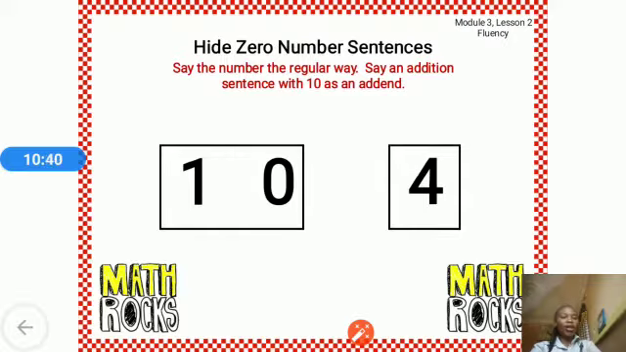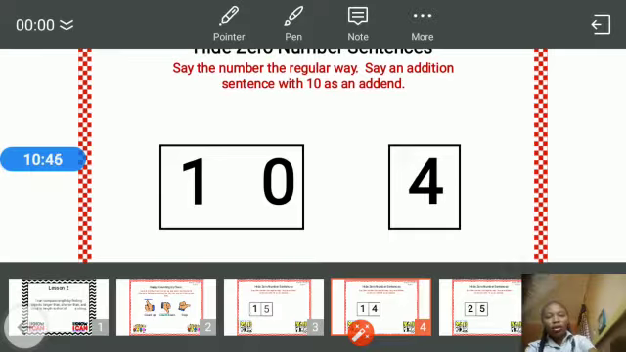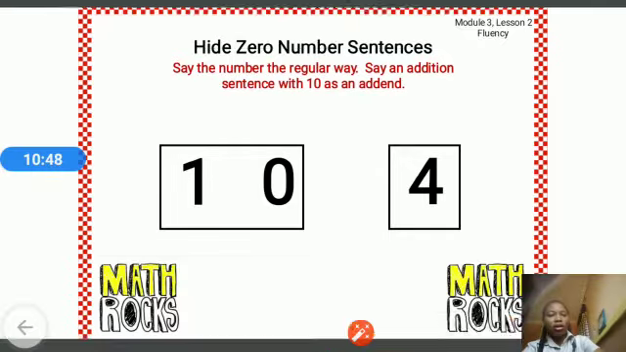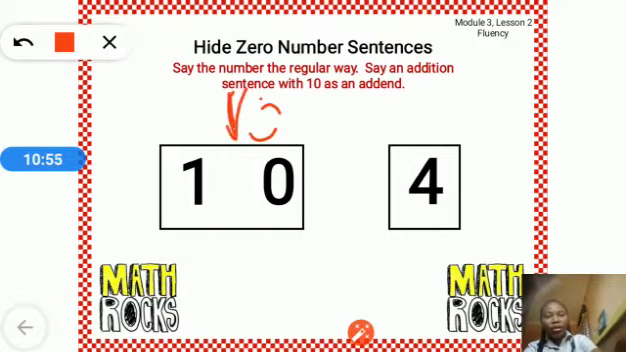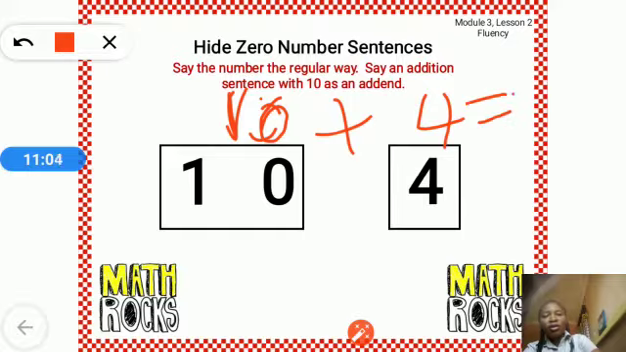Yes. Here we have 10. We have 10 plus 4, which is what? 14.